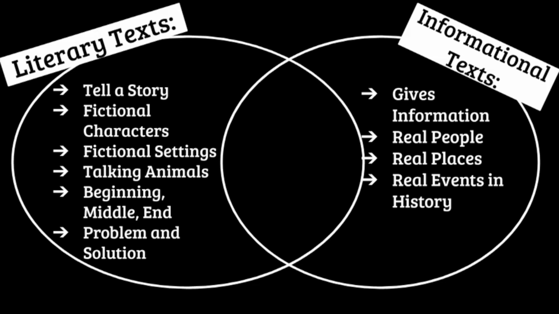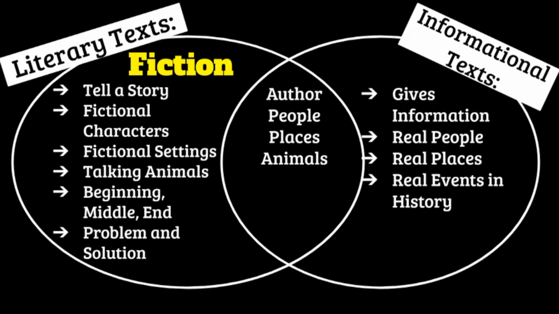Now let's look at how informational text is different than literary text. Informational texts give information, they don't tell a story. It's also about real people and real places, not fictional made up ones. An informational text can be about historical, real events. Now that we know the differences between literary text and informational text, let's talk about the similarities. Both different types of texts have authors. They can be about people, places, or animals. Literary texts are fiction, and informational texts are nonfiction.